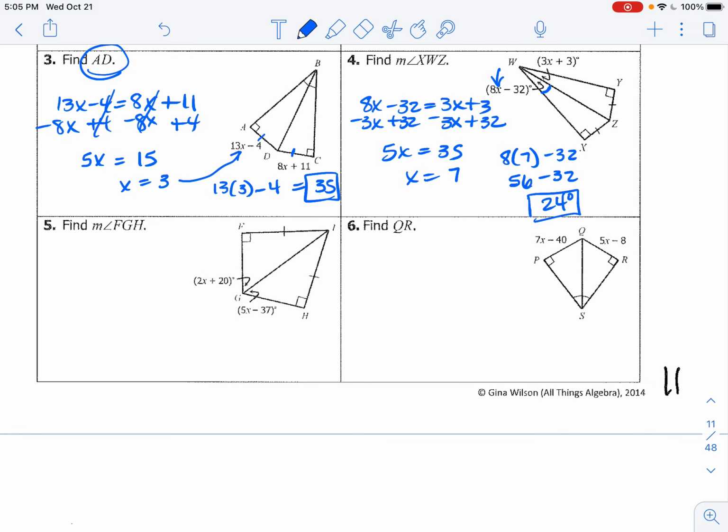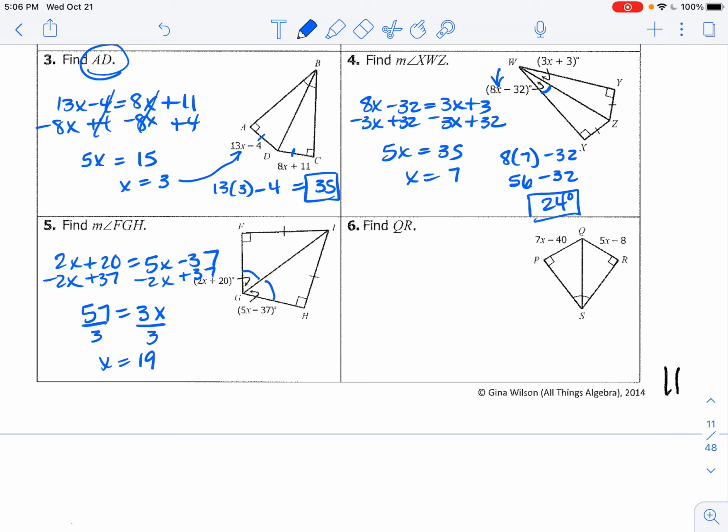In problem number 5, we're looking for the measure of angle FGH. All right, same thing here. We've got some congruent angles. So we'll set these expressions equal to each other and solve. Subtract the 2x on both sides and add 37 to both sides. So we have 57 is equal to 3x. If I divide both sides by 3, x is going to give me 19.